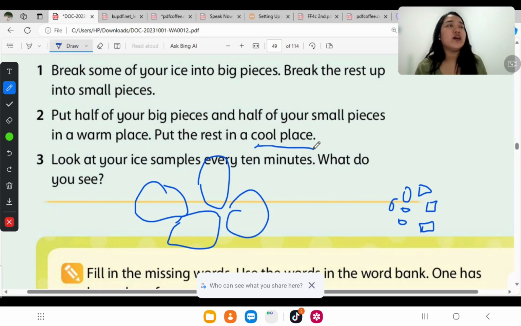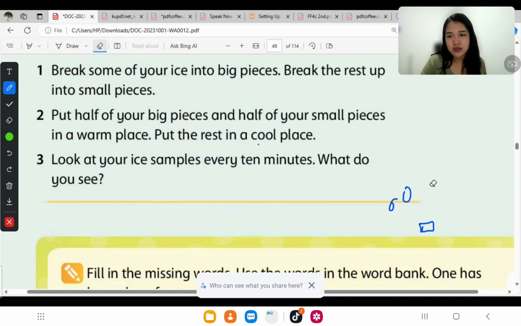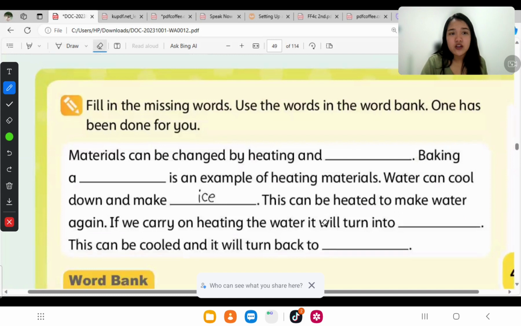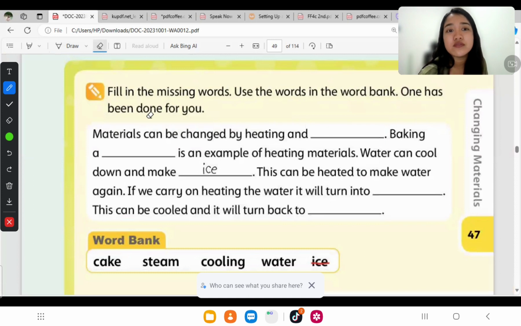That's it. So now in this part, Isabel, before we end, you need to fill in the missing words. Let me erase this first. All right, let's read. Fill in the missing words, use the words in the word bank. One has been done for you. So you need to complete it, and please choose the words here in our word bank.